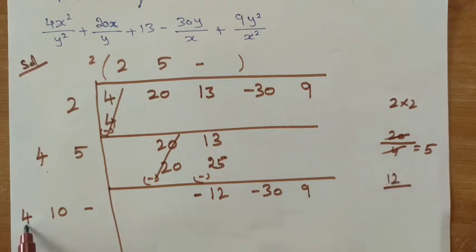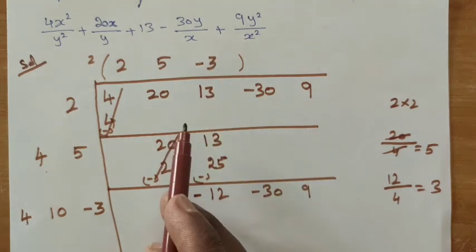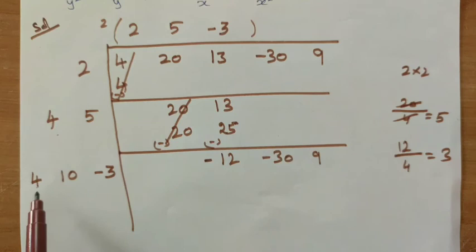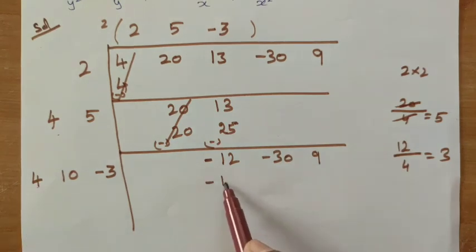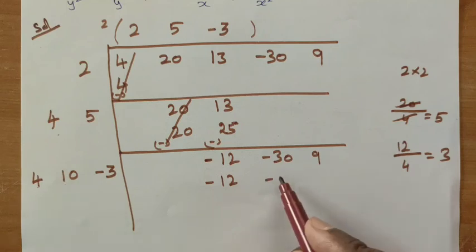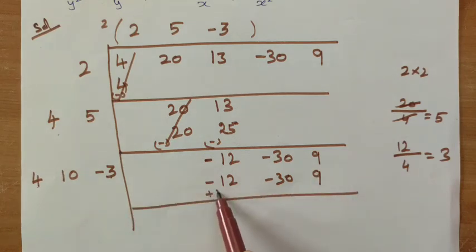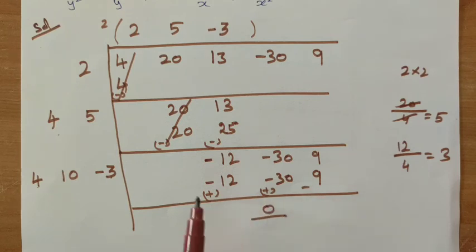And then divide the first term, minus 12, by the first term 4. What do you get? 3 4s are 12. So we have already applied the minus, so just put the number 3. Now multiply the term. Minus 3 into 4 is minus 12. Minus 3 into 10 is minus 30. Minus 3 into minus 3 is plus 9. When we change the symbol, we get 0.